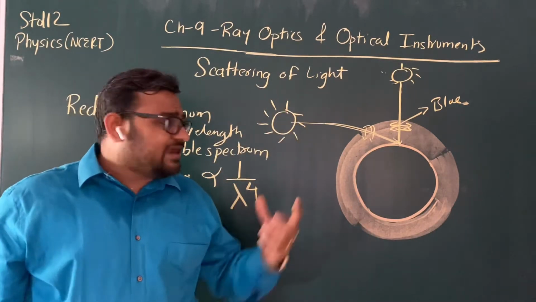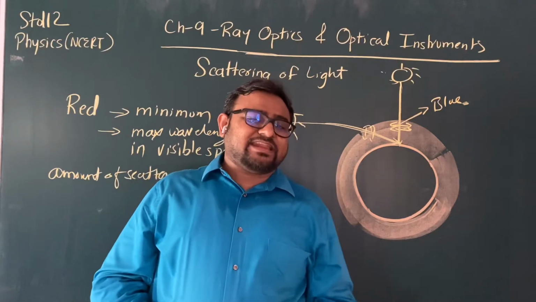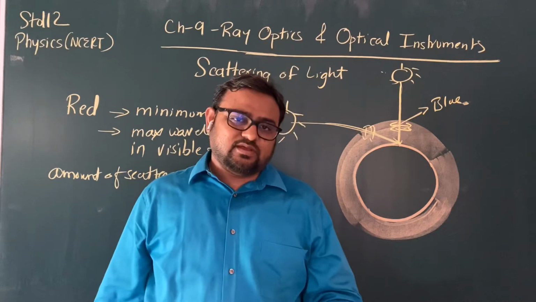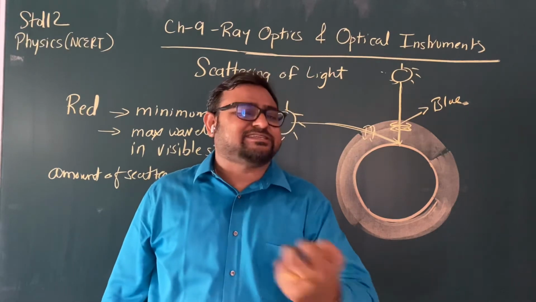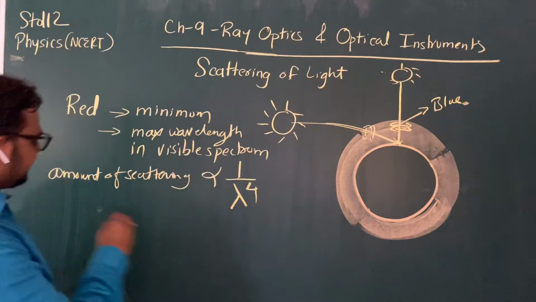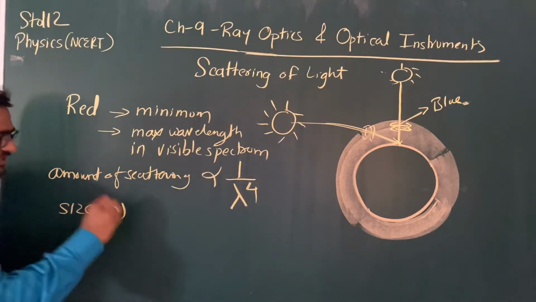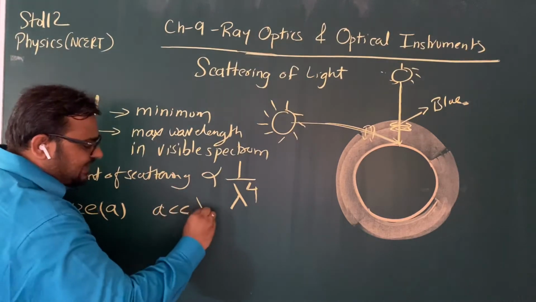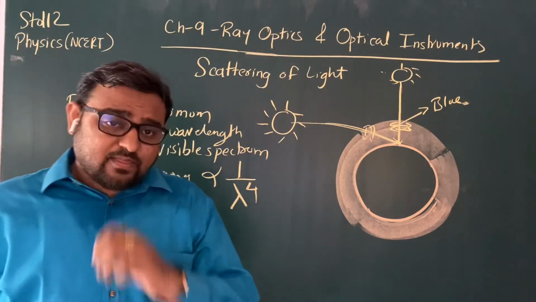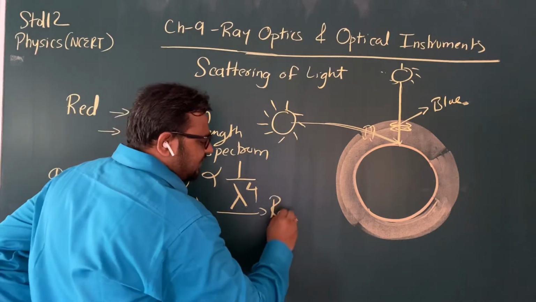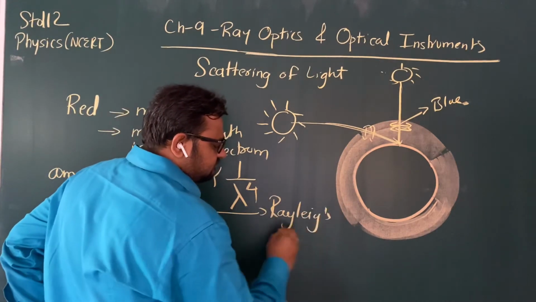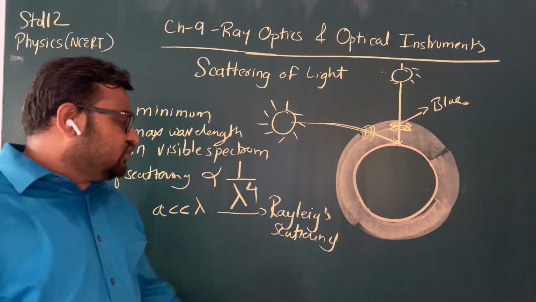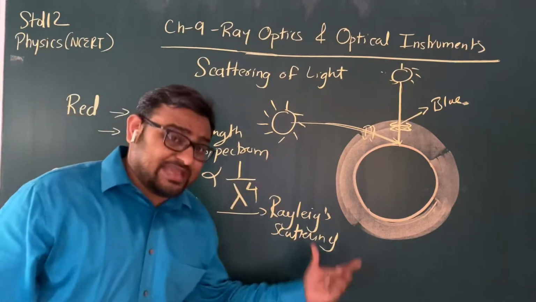Now, why does this scattering take place? The scattering takes place because when the light is incident on the atmospheric particles, the light scatters. Now, let's take the size of the incident particle as A. If A is very small compared to the wavelength, then such scattering is called Rayleigh scattering. The sky appears blue because of the Rayleigh scattering.